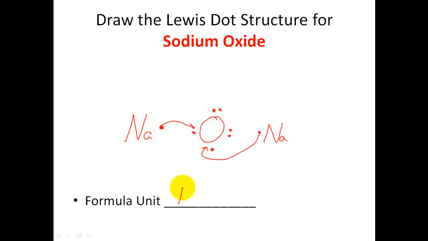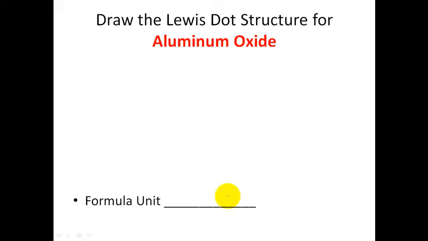My formula is going to be Na. I'm going to count them up. I have 2, 1, 2, and I have 1 oxygen. Na2O.